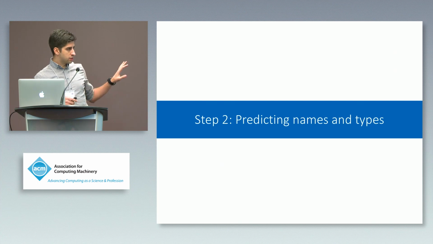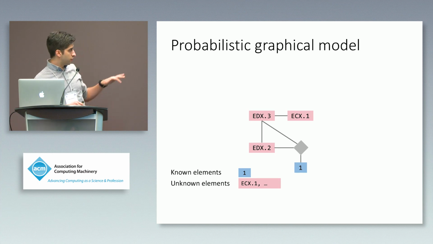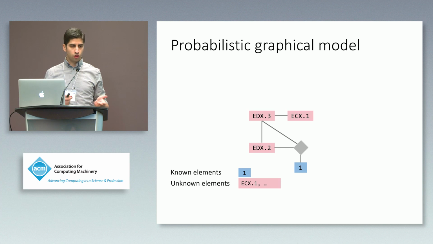All right, so once this is done, the next phase is to predict the names and the types of the semantic variables in the code. And for this part, Debin uses a probabilistic graphical model. Let me give you some idea of what this is. So it's a graphical model, so it has a graph representation where the nodes in this graph are split into 2 kinds. So some of the nodes would be known. So in this case, we have a constant 1, which is a known element in the graph. And then it would also have unknown elements. For instance, we have 3 registers here that we don't know what their names and types are at this point.